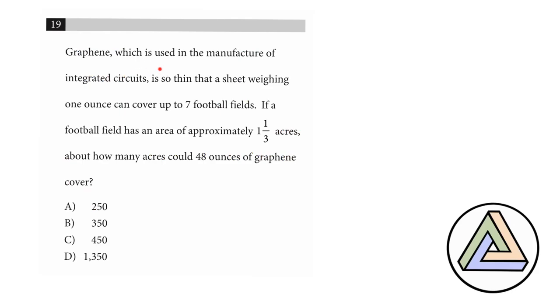Okay, graphene, which is used in the manufacture of integrated circuits, is so thin that a sheet weighing 1 ounce can cover up to 7 football fields. That's actually amazing. If a football field has an area of approximately 1 1/3 acres, how many acres could 48 ounces of graphene cover? Let's see.